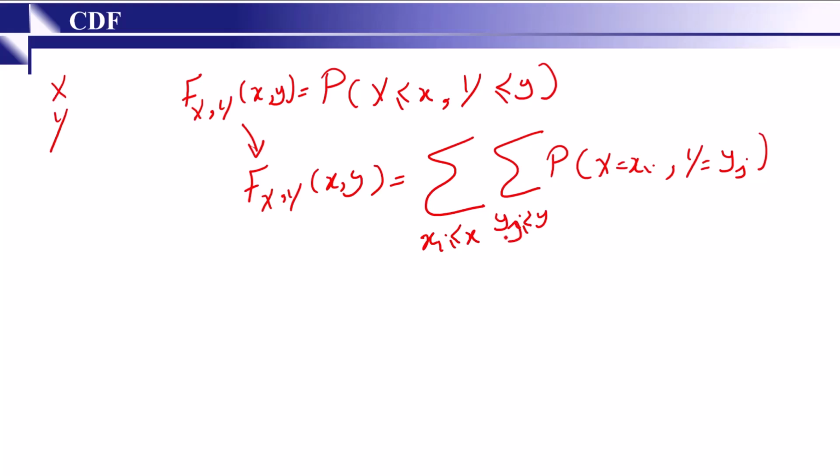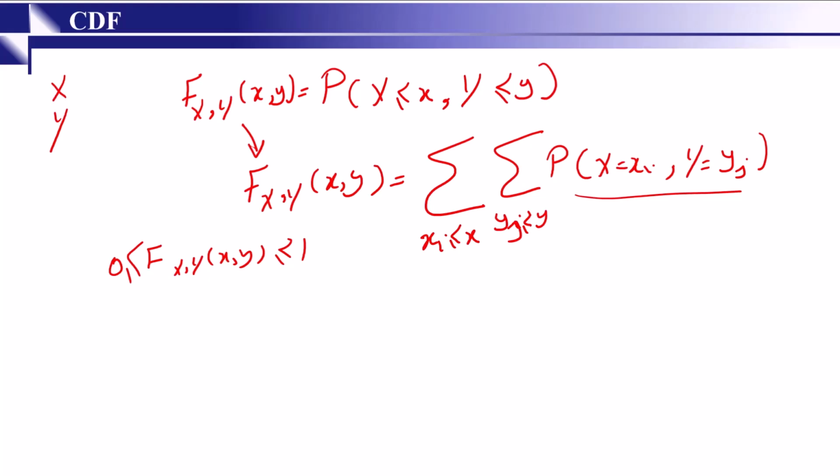So this one should be j. This here, X equal to xi and Y equal to yj, is the joint PMF, and the sums are taken over all possible values of xi and yj. Based on the properties, F x,y is something between 0 and 1.